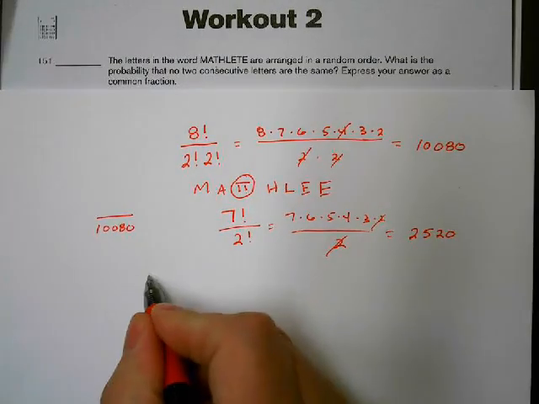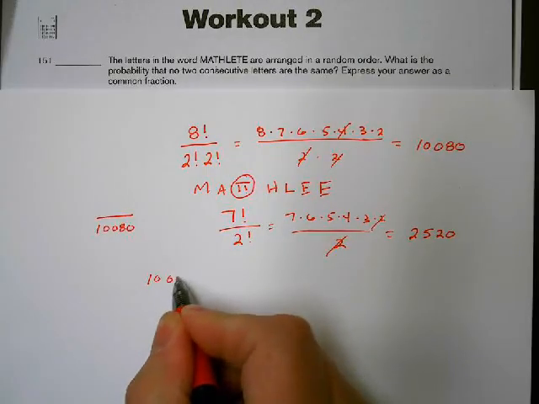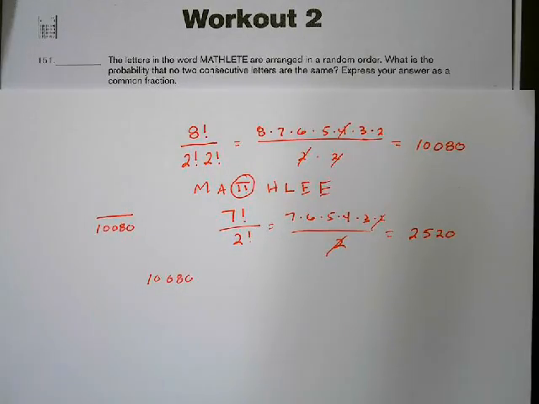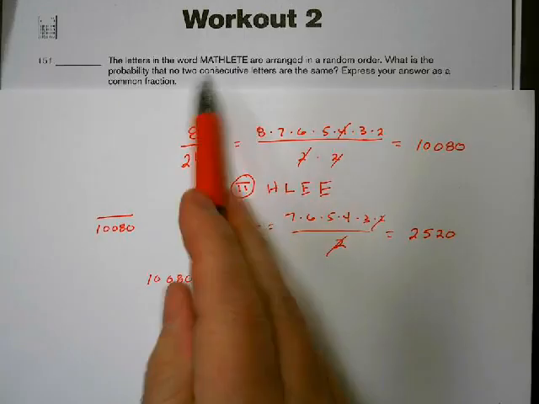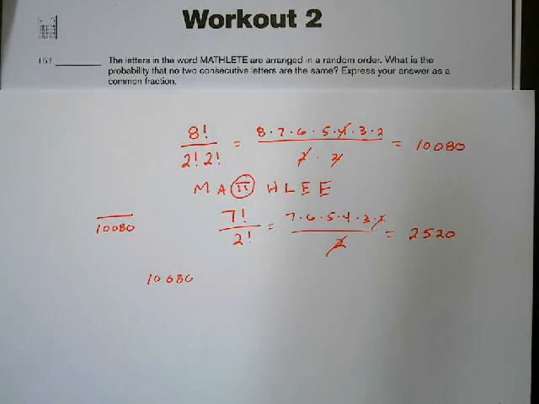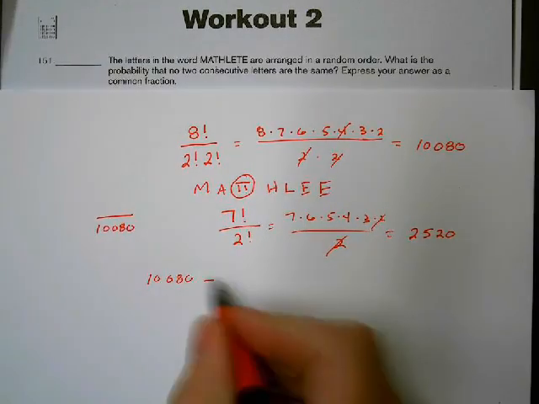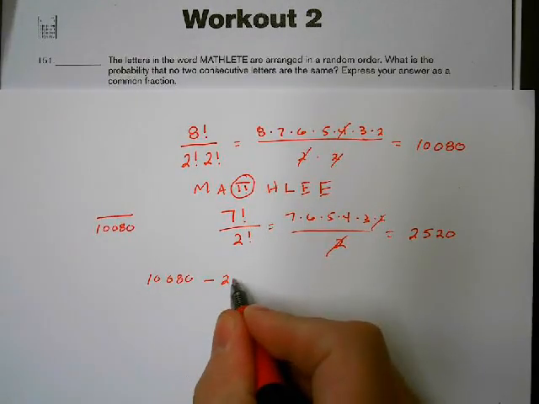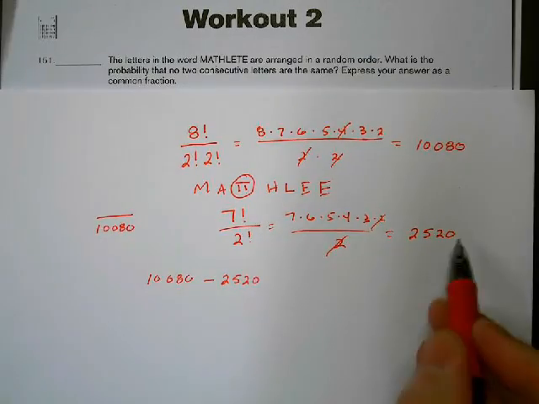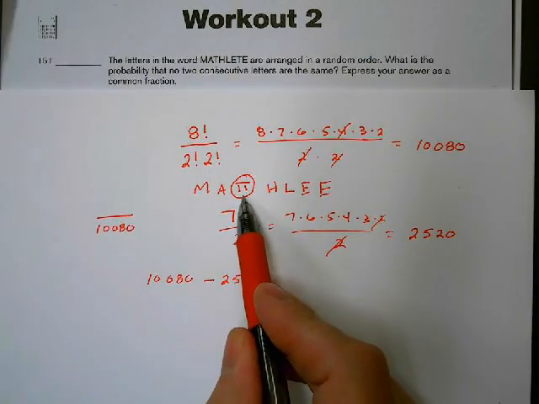All right, so of the 10,080 combinations where we can move around the letters in MATHLETE, we don't want to use 2,520 of them, because that's when we would have these 2 T's together.